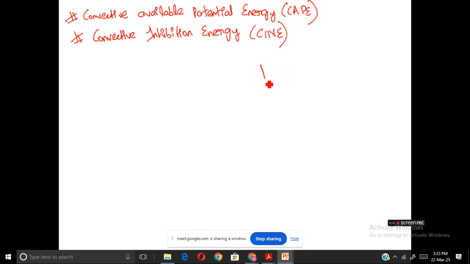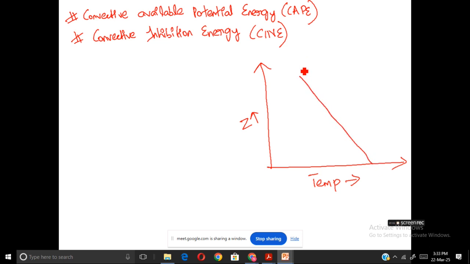So we have learned these things earlier. I have mentioned these terms earlier when we were discussing the vertical profile of temperature and the vertical movement of air. So this is temperature, this is height. Suppose this is the environmental lapse rate. So this is how the temperature of the atmosphere is changing as we go up in the atmosphere. And suppose there is a parcel which is initially at this position.